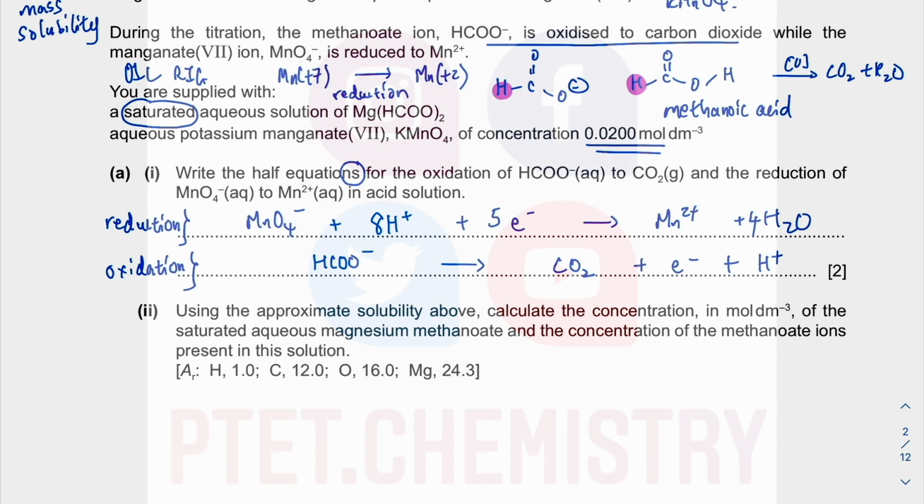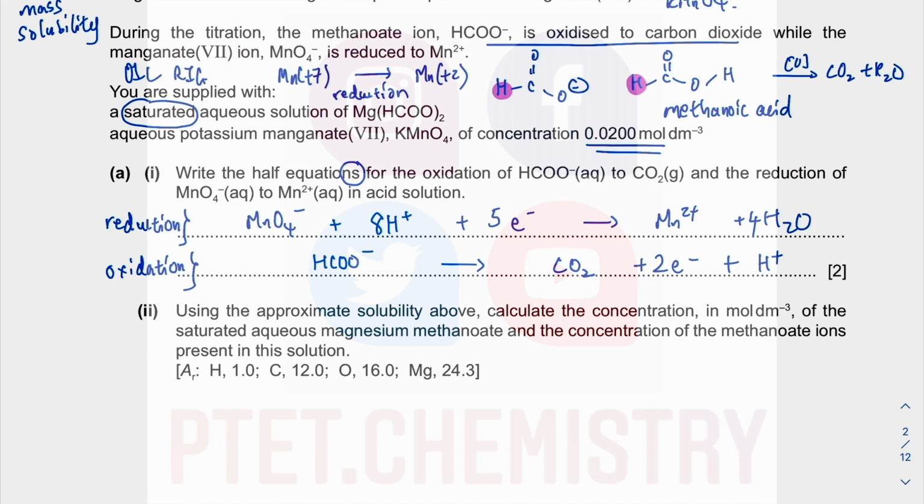I will have 0 overall. So +1 plus how many electrons will give me -1? I need 2 electrons, right? So +1 minus 2 give me -1 overall. That will balance out that thing there. So you can see there are 5 electrons involved for reduction, 2 electrons involved for oxidation.